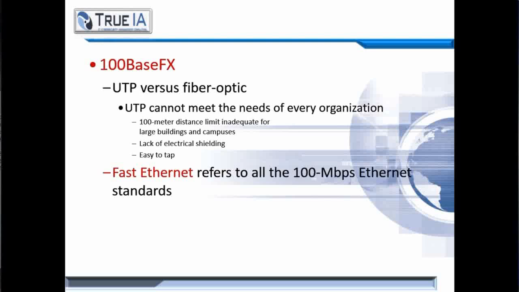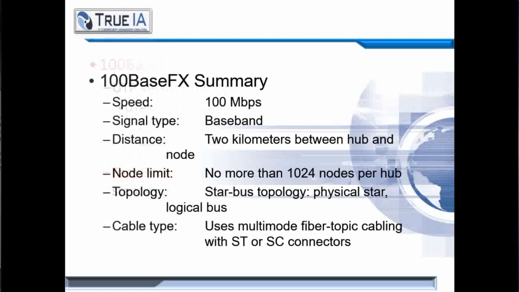Next, we'll talk about the 100 base FX. It's primarily centered around UTP versus fiber optic, because UTP cannot meet the needs of every organization due to the 100-meter distance limitation and the lack of electrical shielding. Fast Ethernet refers to all the 100 megabit Ethernet standards.